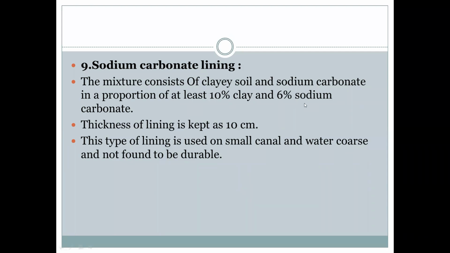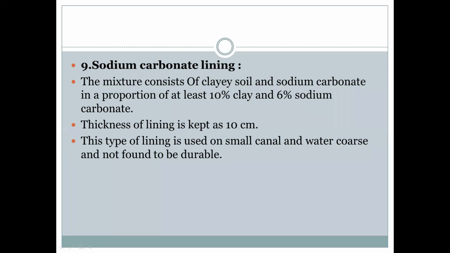The clay soil is mixed with sodium carbonate in the proportion of at least 10% clay and 6% sodium carbonate. This 10% clay and 6% sodium carbonate is mixed together and laid over the subgrade, and the thickness of the lining is kept as 10 centimeters.